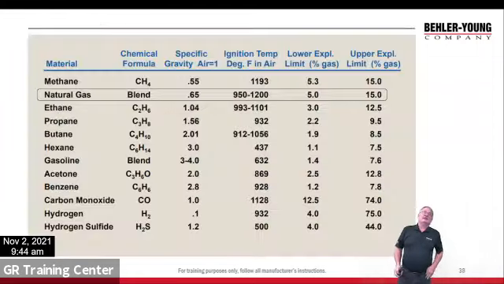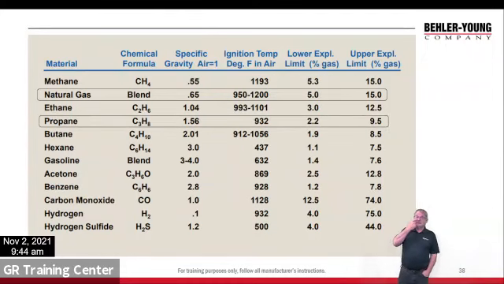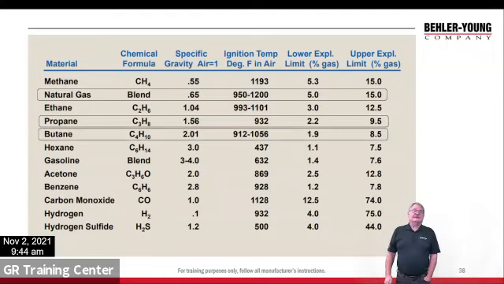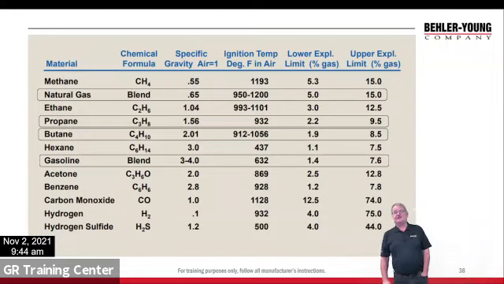Okay. Now, let's take a look at propane. Propane is 1.56. So it's heavier than air. Okay, butane, 2.01. It is heavier than air, twice the weight of air. And then gasoline, look at that, 3 to 4 times heavier than air. So again, why gasoline is so volatile. So what these 3 fuels will do, if there's a leak, is they're going to sink to the floor, right?